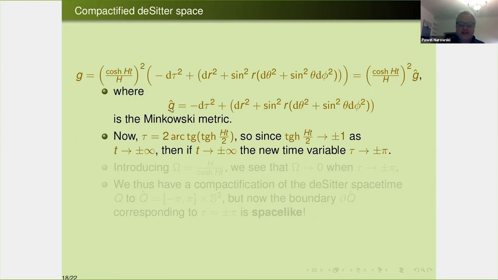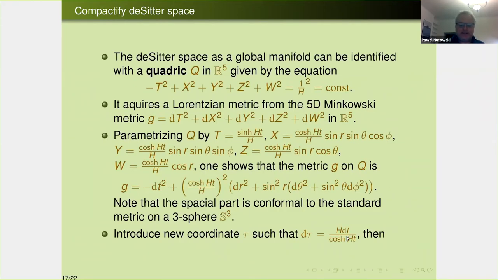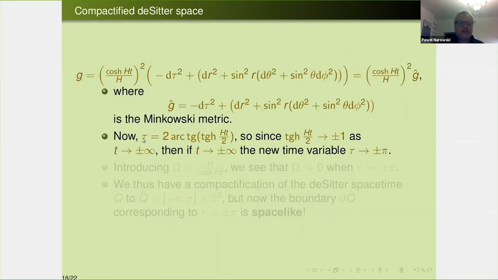Now, if one just integrates this thing here, this thing can be integrated. I cannot, but my Mathematica could. So one sees that tau is related to t like this: arctangent of the hyperbolic tangent of this. So when t, which was time in the de Sitter space, goes from minus infinity to plus infinity, then this hyperbolic tangent goes from plus minus one, and therefore tau goes from plus minus pi. So somehow what this thing does, it just stretches time from minus infinity to plus infinity to the region from minus pi to plus pi, right? So this entire real line of time is now stretched to the interval minus pi to plus pi.